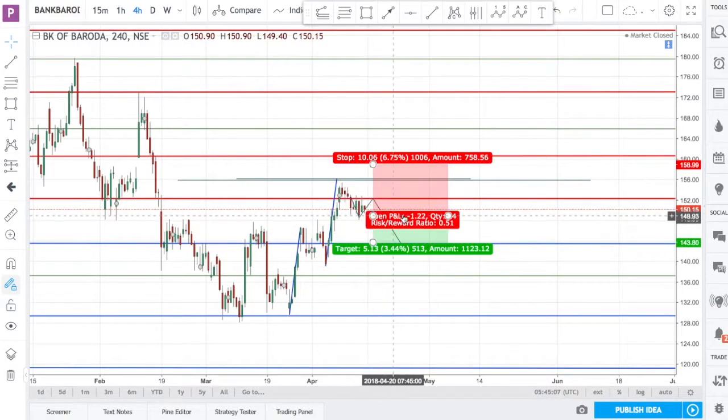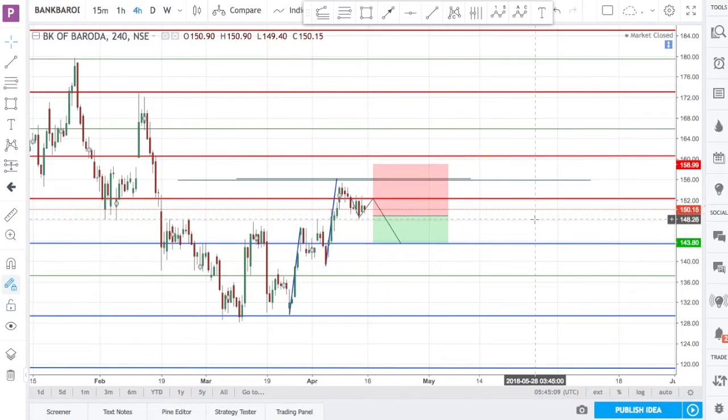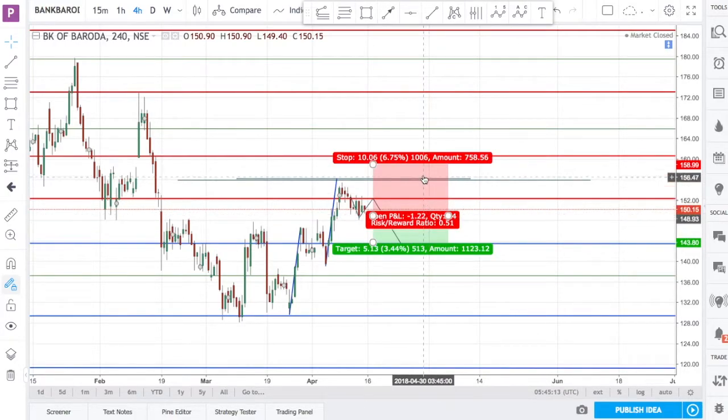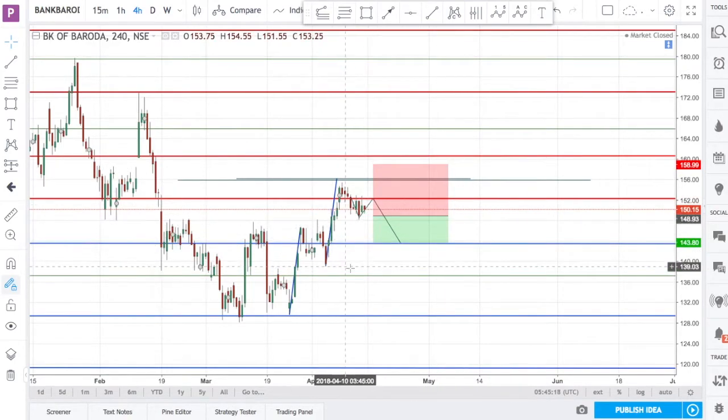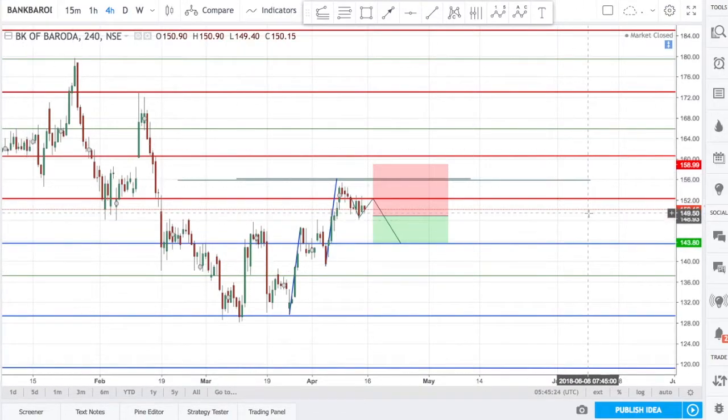Assuming the market opens here in the next trading session, our stop loss would be this and our targets would be this. Okay, so let's see how this trade plays out in the next few trading sessions.